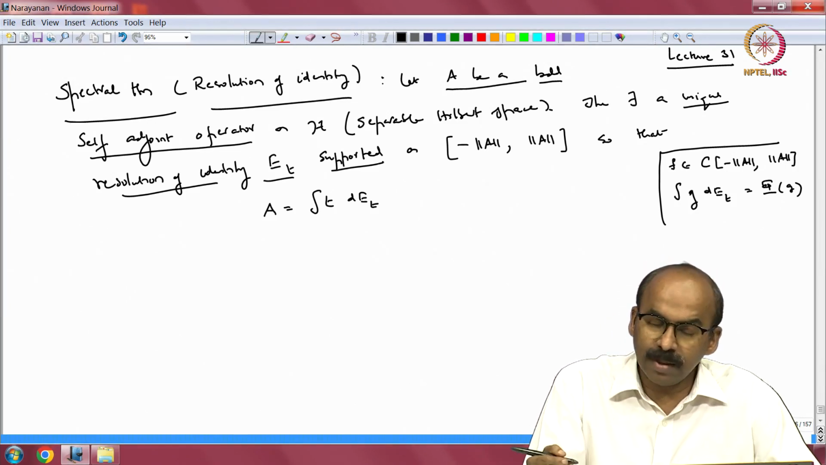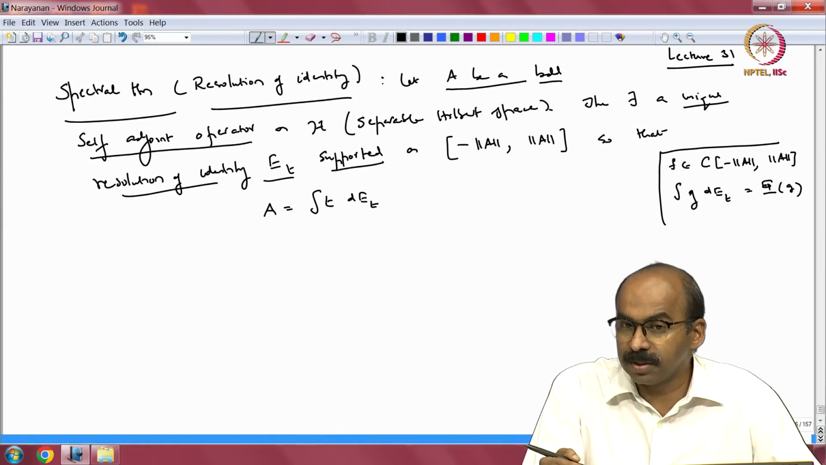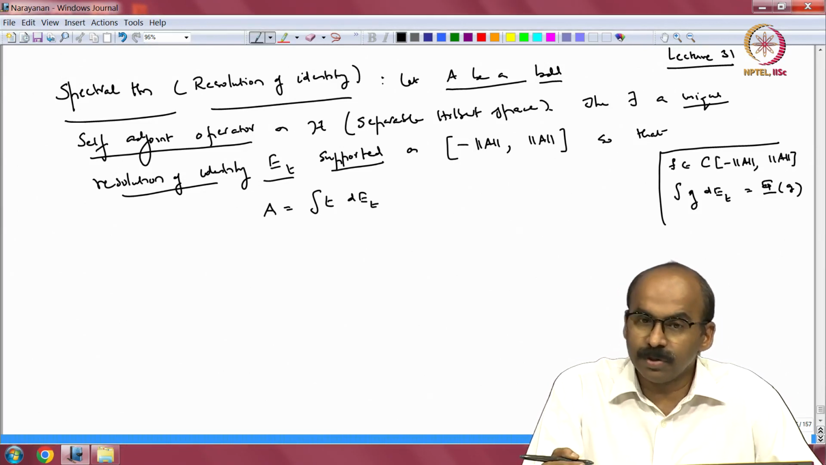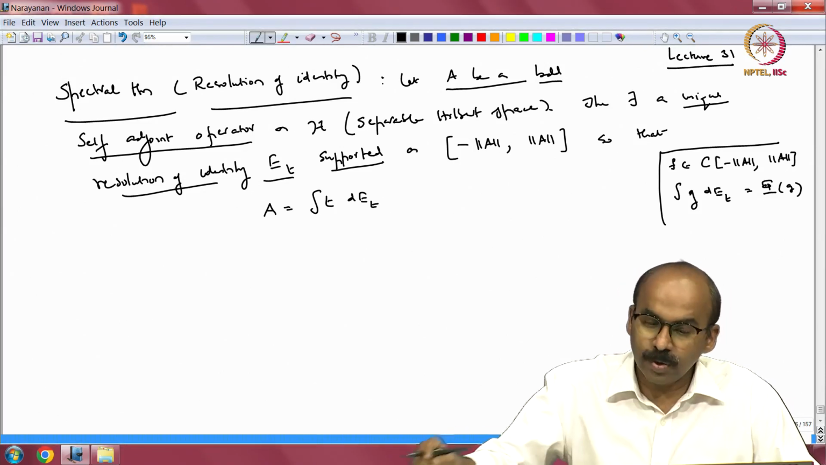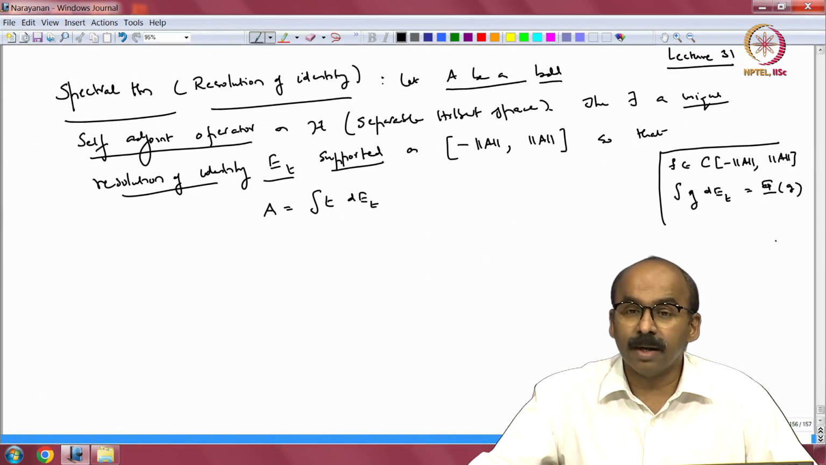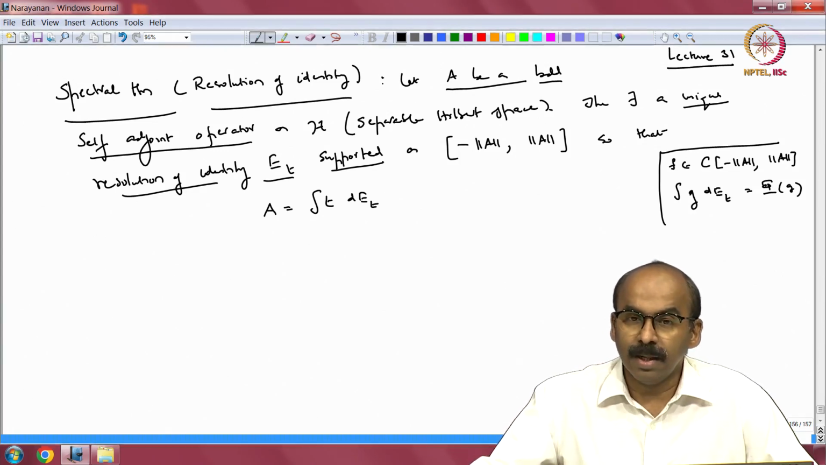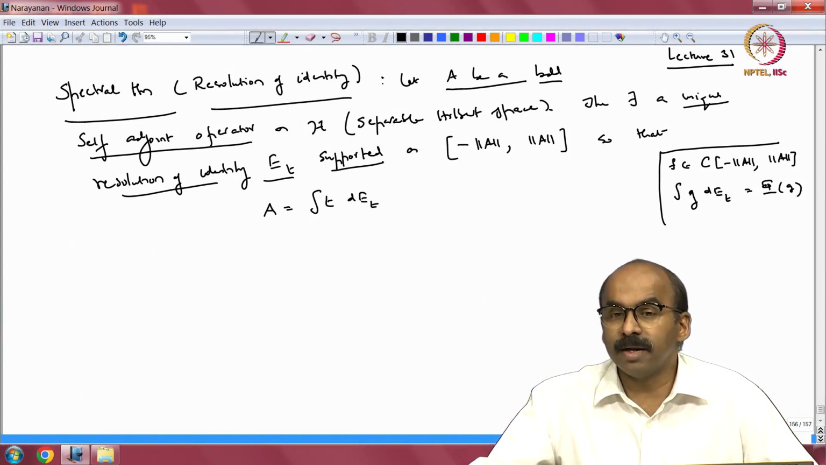So, the function t, which is a real valued function, will give me a self adjoint operator, and that is your A. So, there is a spectral resolution, that means the resolution of identity is a P such that A can be written as the integral of t dE_t. So, this is the resolution of identity version.